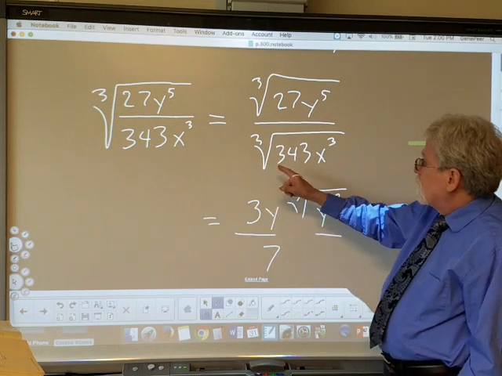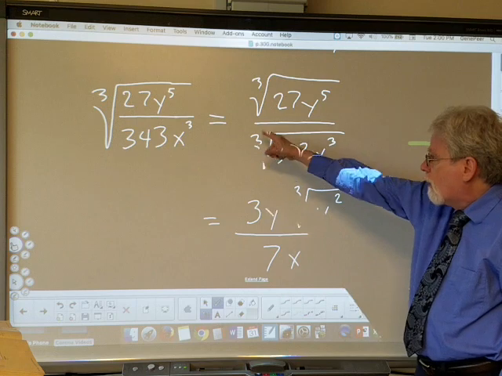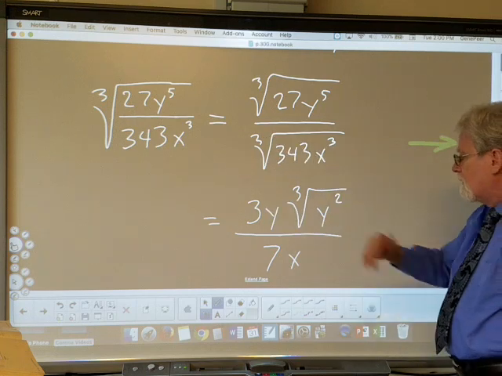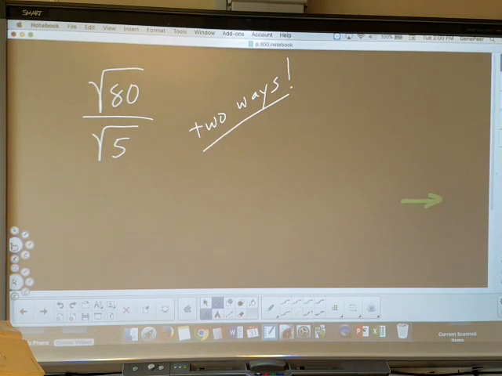And likewise, it's easy to take the cubed root of x cubed. That's just x. Do I need absolute value? No! Odd index, right. We're done. We move on to the next example.